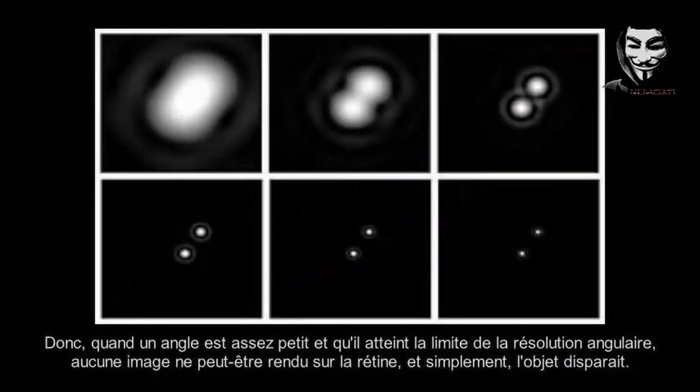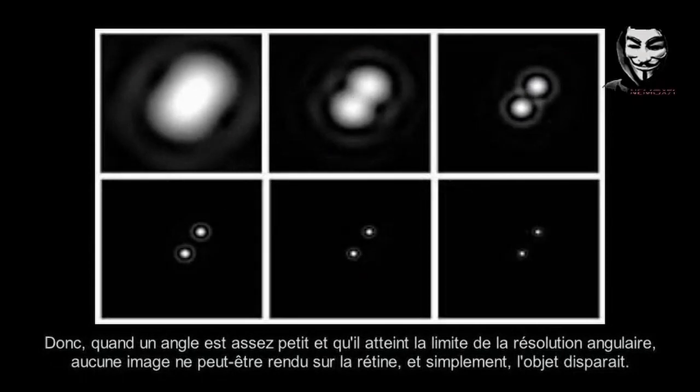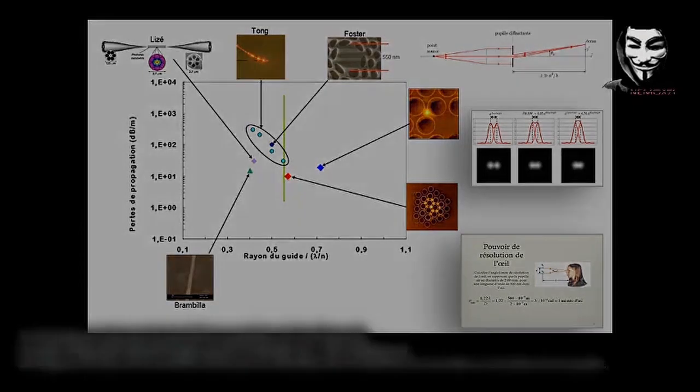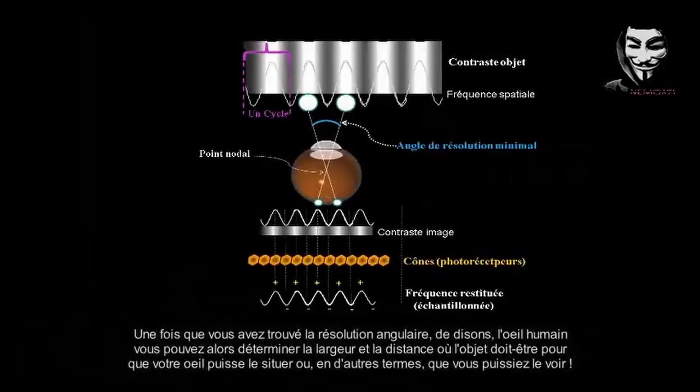So once an angle is small enough that it reaches the angular resolution limit, no image can be resolved on the retina, and basically the object disappears. The formula to find the angular resolution of the human eye or any image-forming device is the constant of 1.22 times the wavelength of light divided by the diameter of the lens aperture or entrance pupil. Once you figure out the angular resolution of, say, the human eye, you can then determine how large or how far away an object must be for you to be able to resolve it. In other words, for you to be able to see it.